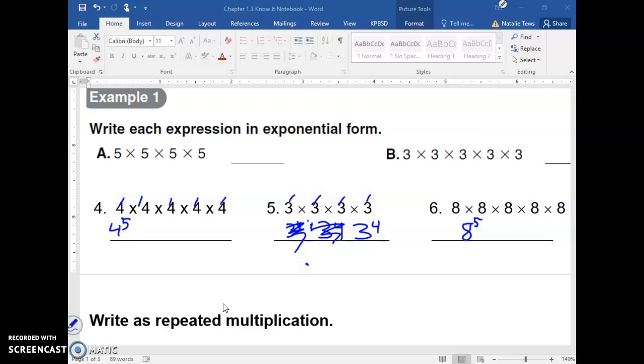Now I understand it's very difficult to write on here, but this was dangerously close to looking like 34. So write your 3, and then make sure your 4 is much smaller up there in the right-hand space. Okay? Here I see repeated 8s, so 8 is my base. And 1, 2, 3, 4, 5 of them, so 8 to the fifth power. Excellent. Okay, let's go do some repeated multiplication.